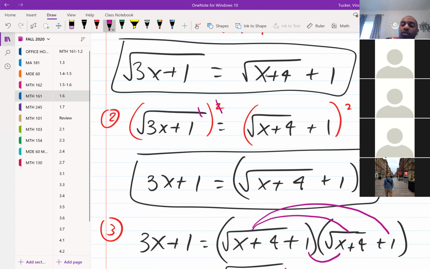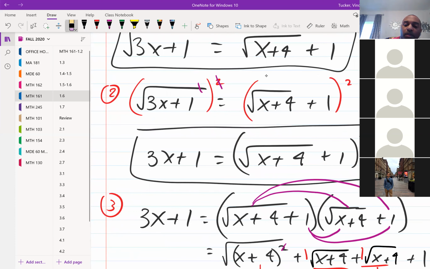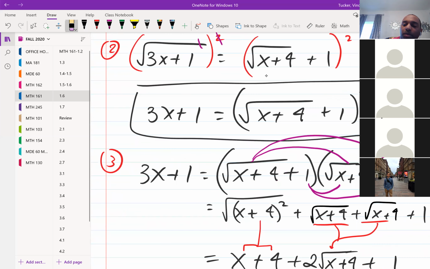Then we have 1 times the square root of x plus 4 and 1 times 1. So let me erase some of this stuff. This will be that expression once you expand it out.